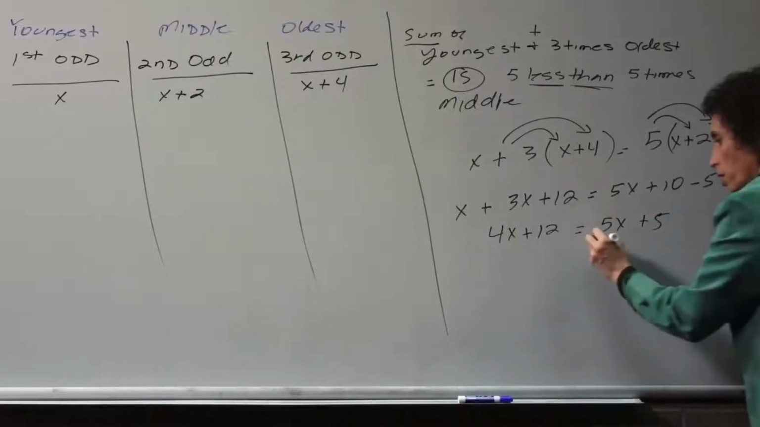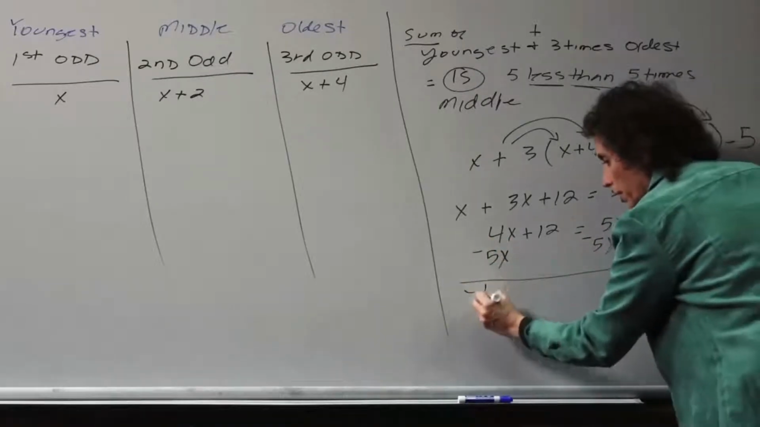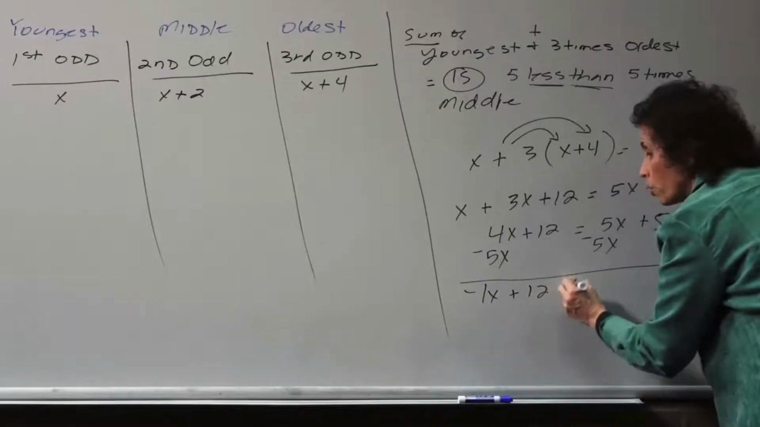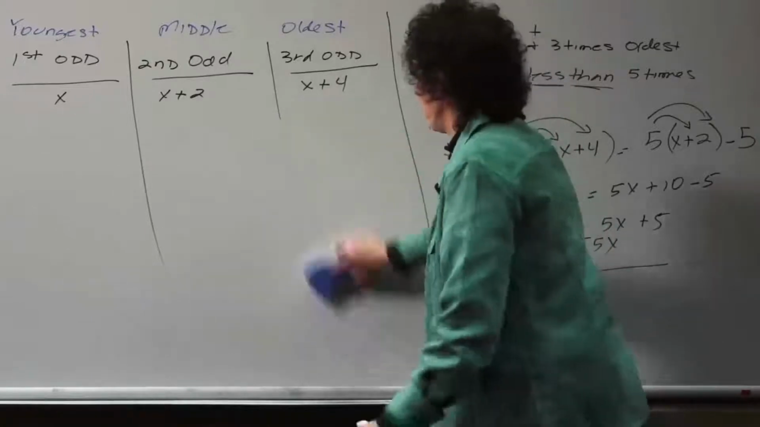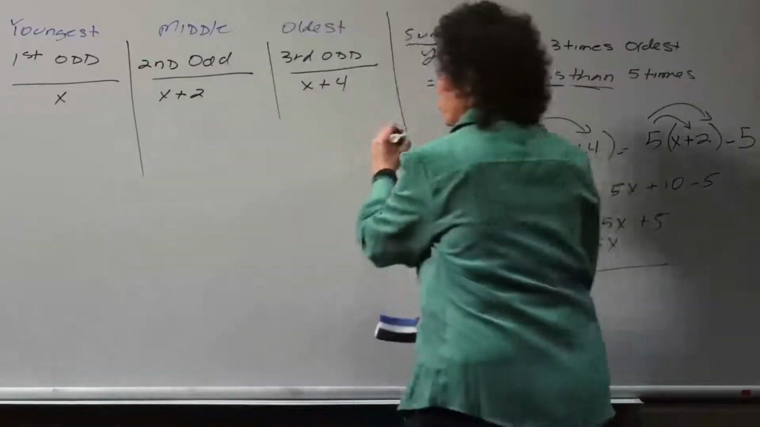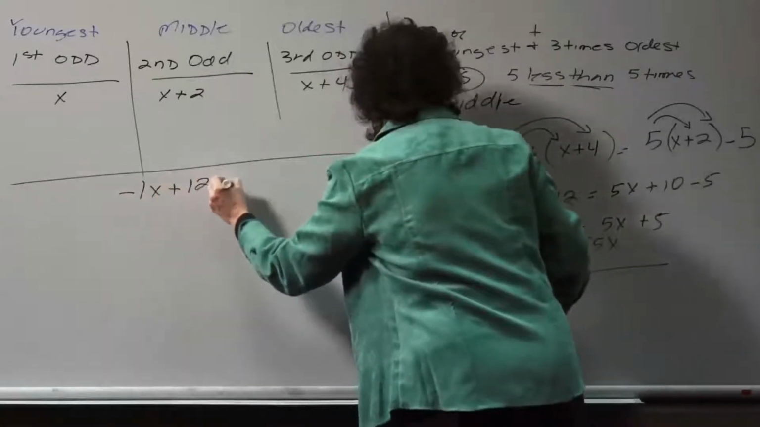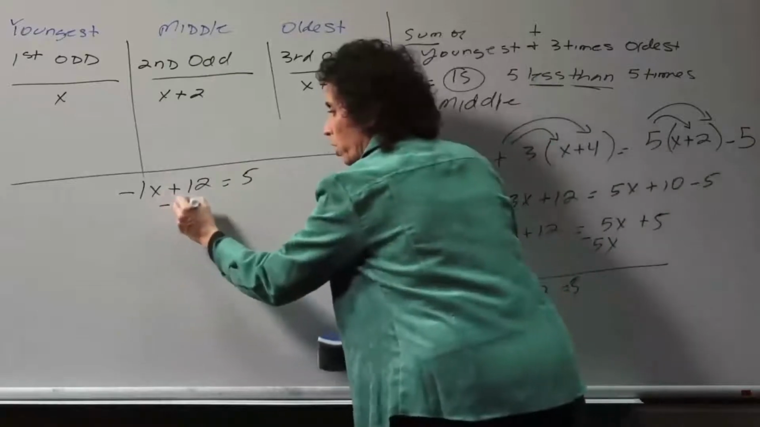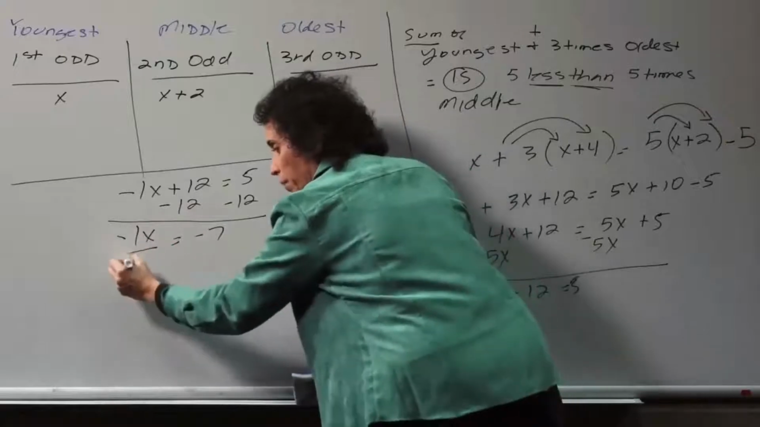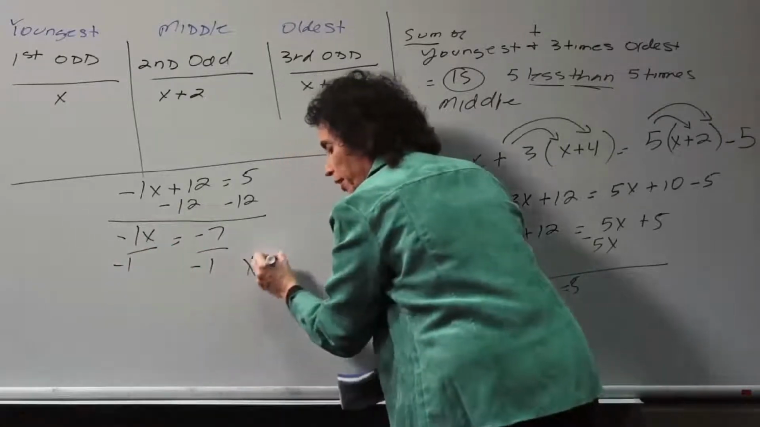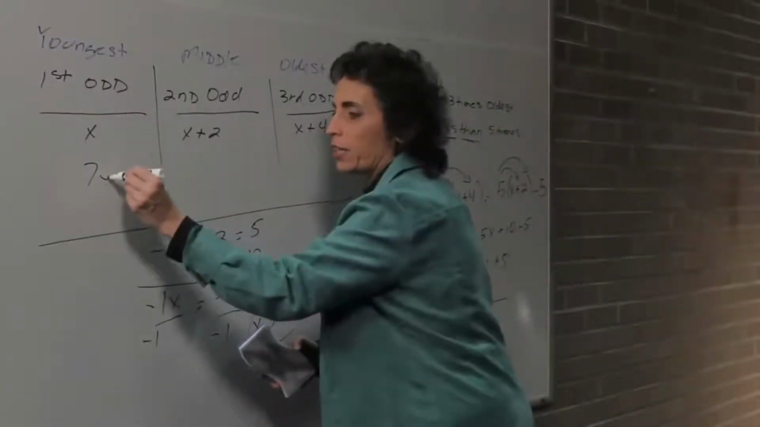Here we go. We're almost home. Subtract 5x. We get negative 1x plus 12 equals 5. Subtract 12. Subtract 12. Negative 1x equals negative 7. Divide by negative 1. We're home free here. X equals 7. So here's 7 for the first kid.